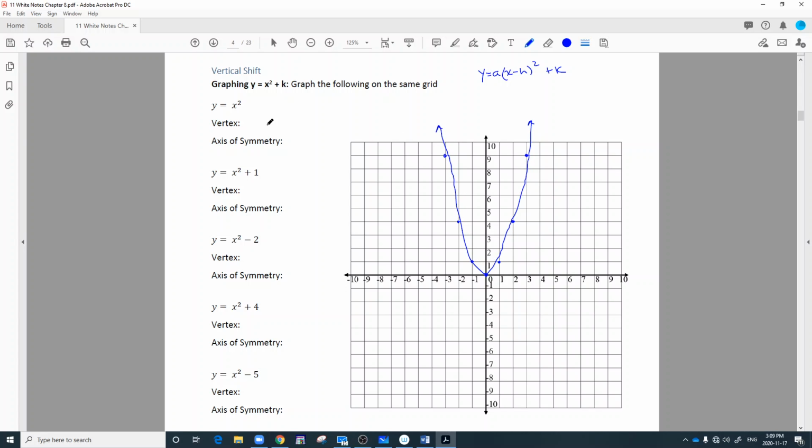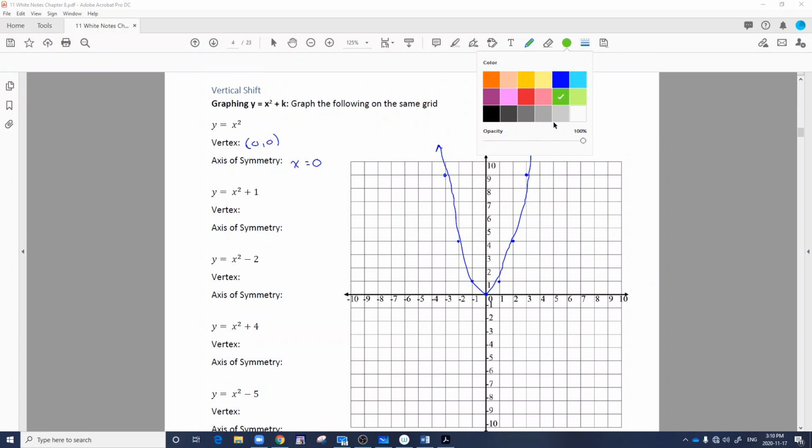We know that y equals x squared has a vertex at (0, 0). The axis of symmetry always goes through the x value of the vertex, and its equation is x equals 0. So if I go to graph y equals x squared plus 1, what's going to happen? Well, after I square the x value, so if I get 0 squared, I'm then going to add 1. If I get 1 squared is 1, then I'm going to add 1.